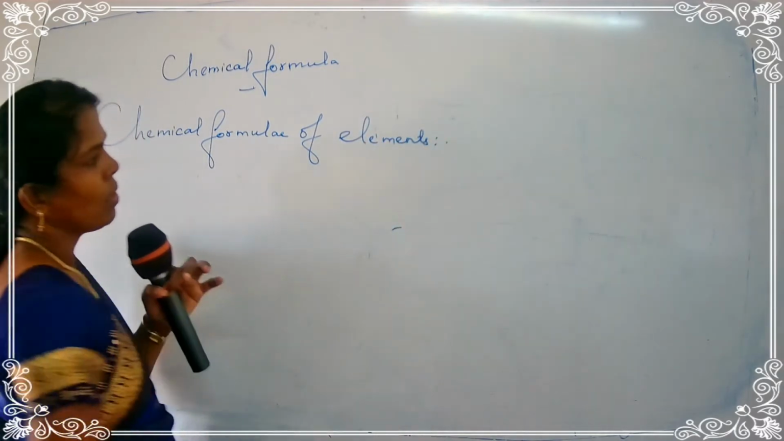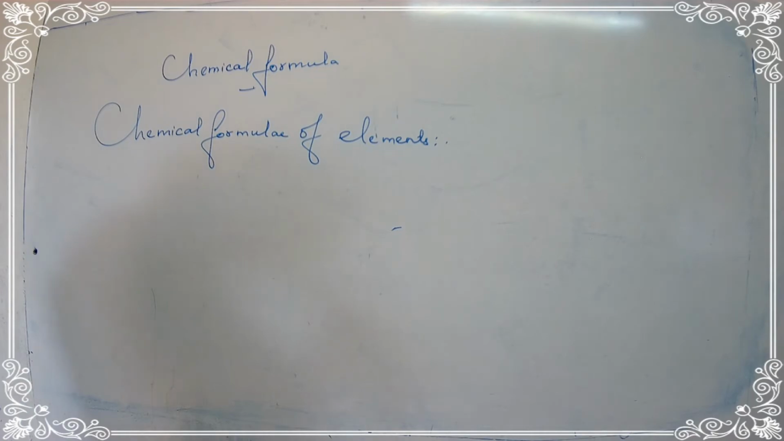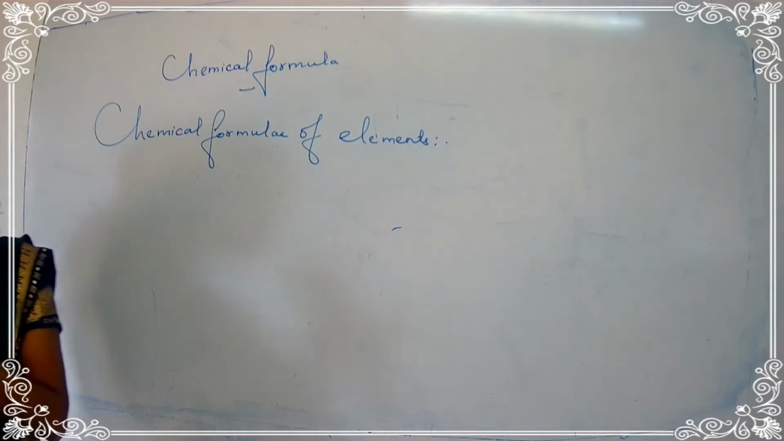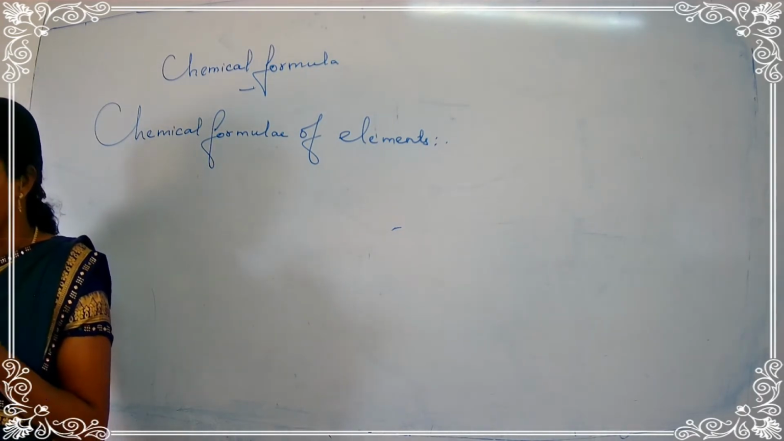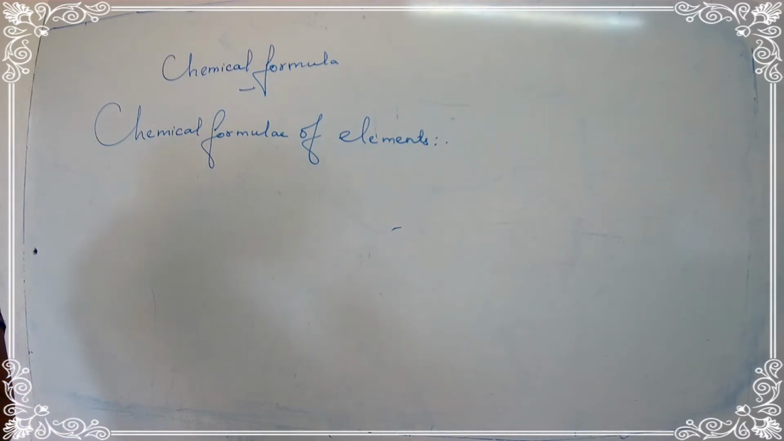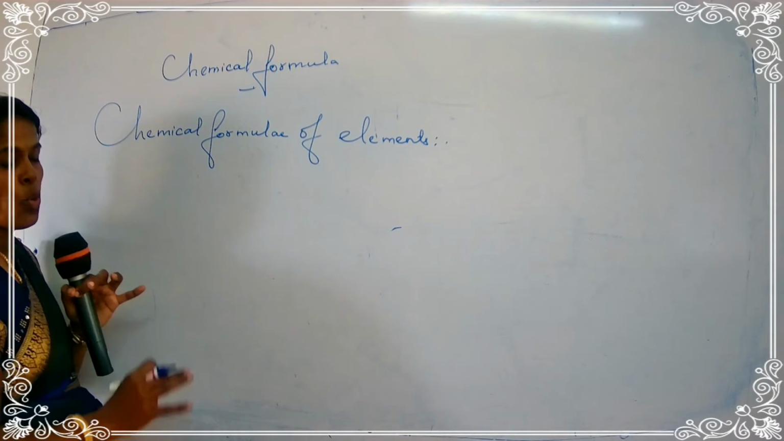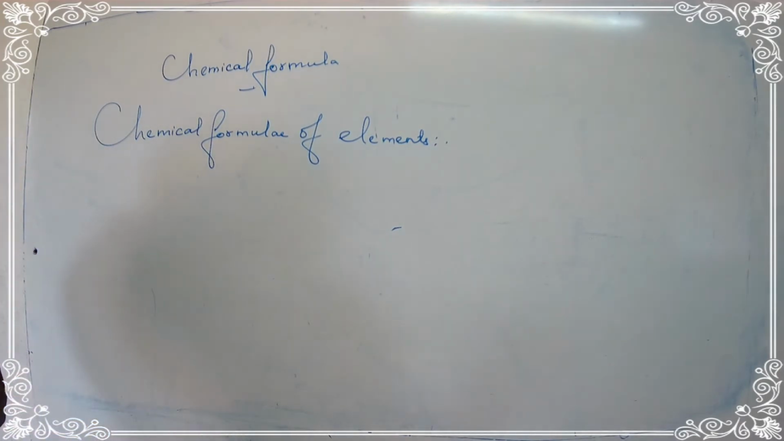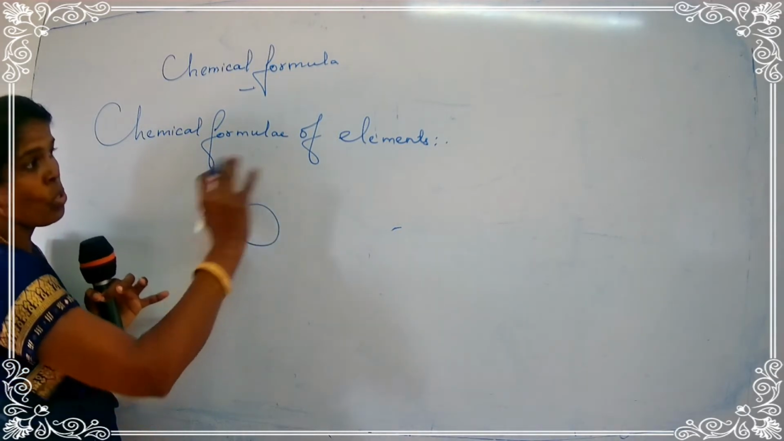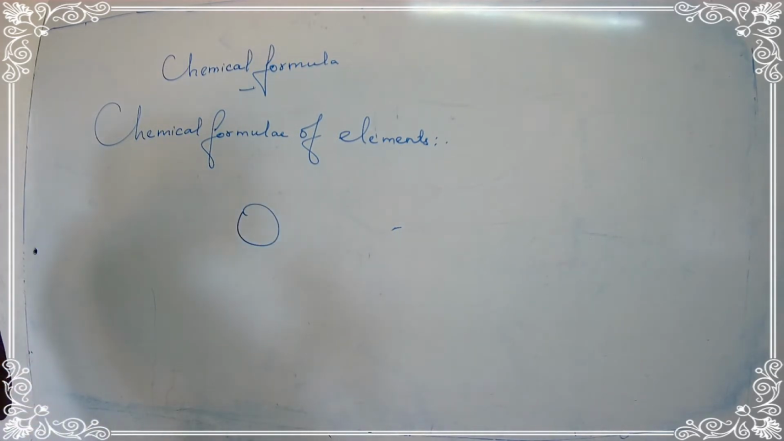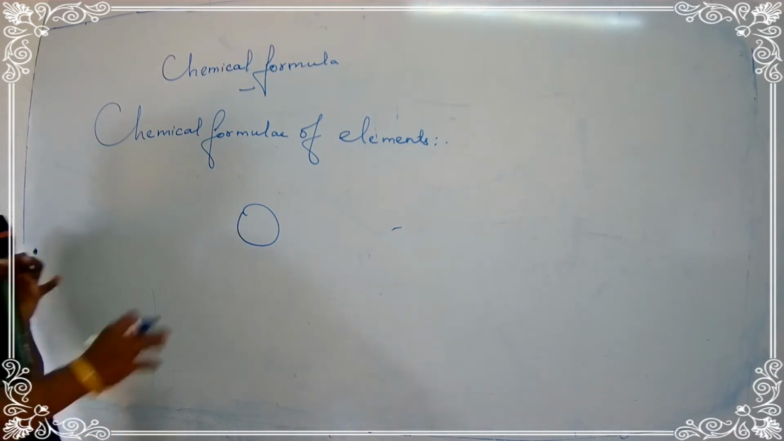We are studying the chemical formula of elements. The chemical formula of an element is represented, first, by writing the symbol of the element. For example, oxygen. What is the symbol? Oxygen is O. So we have to write the symbol of the element. Oxygen, that is O.